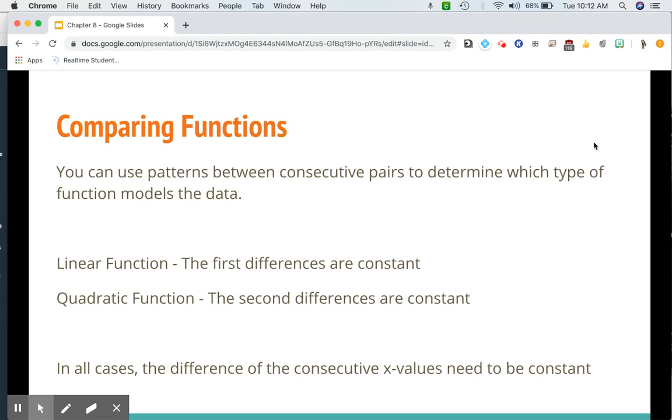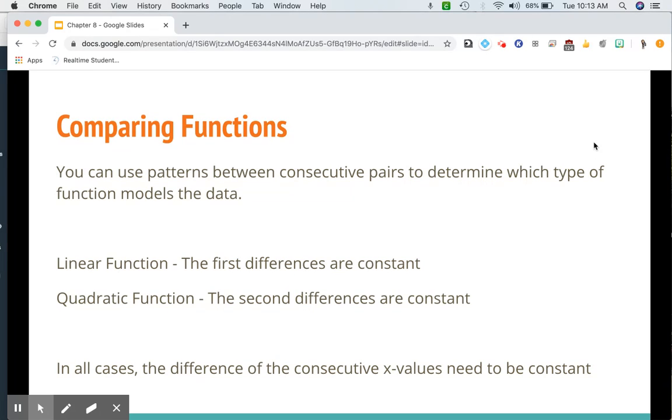So earlier in the year, we looked at linear functions and we looked at a table and we looked for that constant rate of change. We were looking to see if you were constantly adding 2, for example, or subtracting 3. And because it was constant, we had a linear function. But now what we're going to be doing is looking at tables and seeing if we can recognize a pattern and see if it's a quadratic function or not.